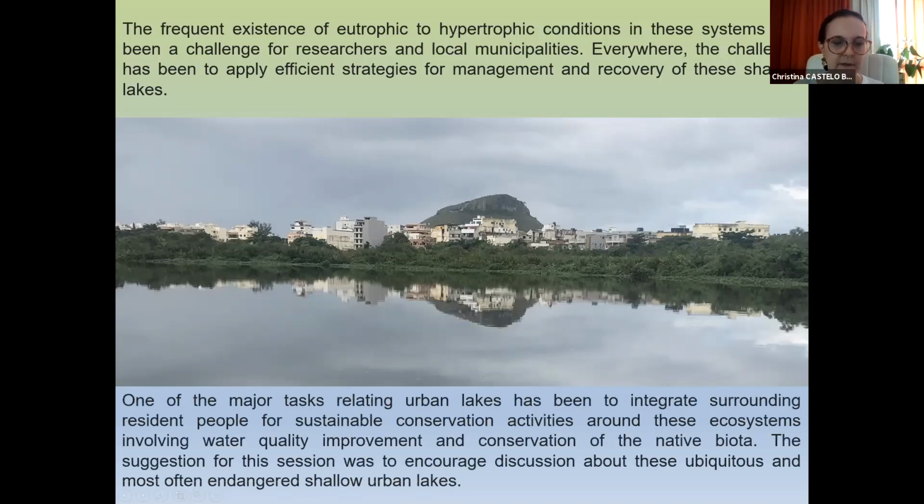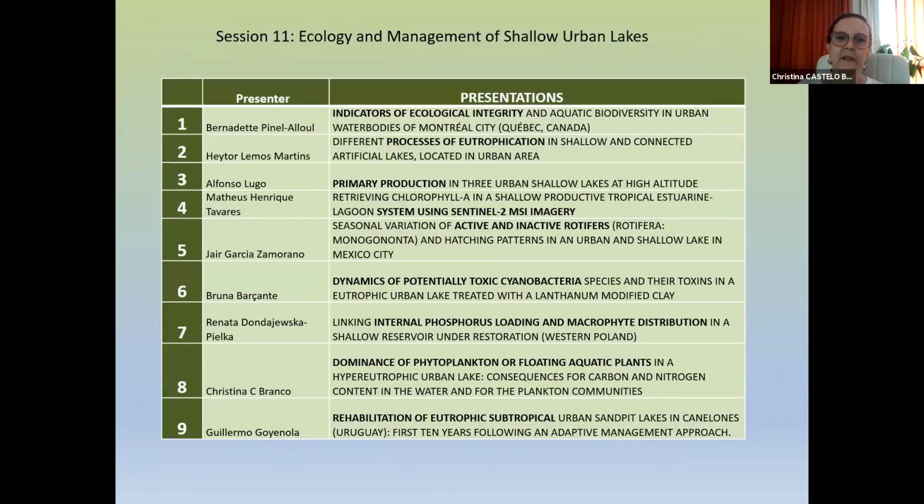One of the major tasks relating to urban lakes has been to integrate the surrounding resident people in sustainable conservation activities around these ecosystems, involving water quality improvement and conservation of native biota. And I think the suggestion for this session was to encourage discussions about these ubiquitous and most often endangered shallow urban lakes.